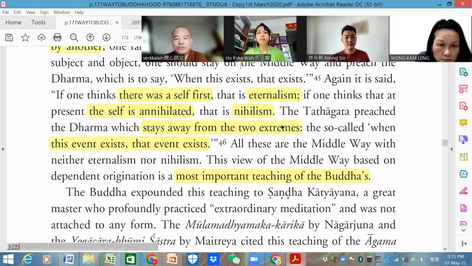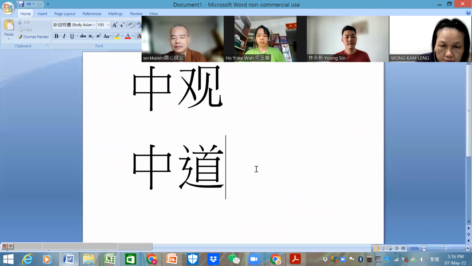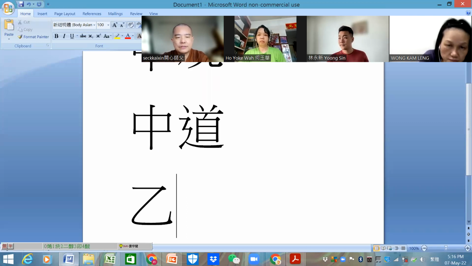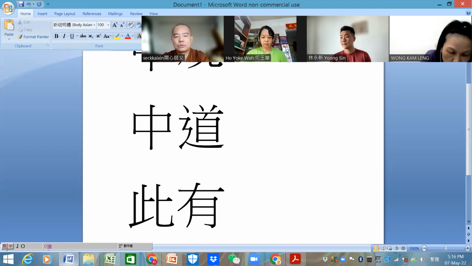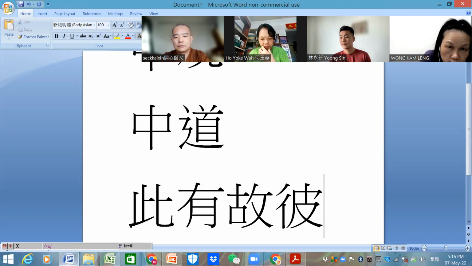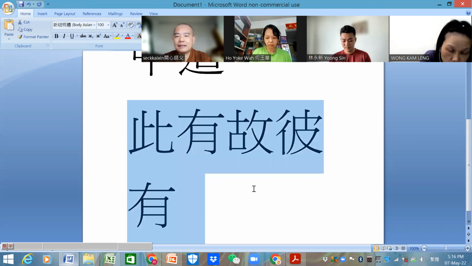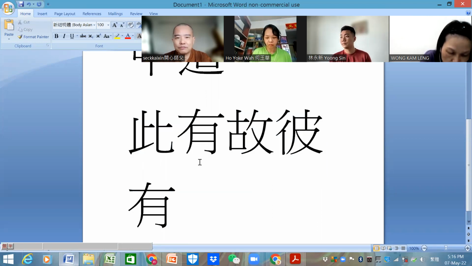Again, Nagarjuna mentioned staying away from the two extremes: this event exists, and that event exists. 持有故必有啦. So is this event exists and that event exists. So just write it down. It's very famous. 持有故必. Okay, for those who know Mandarin, just write it down. For Sally and Elena, for English-speaking people, if you feel it's quite burdensome, there's no need to write it.